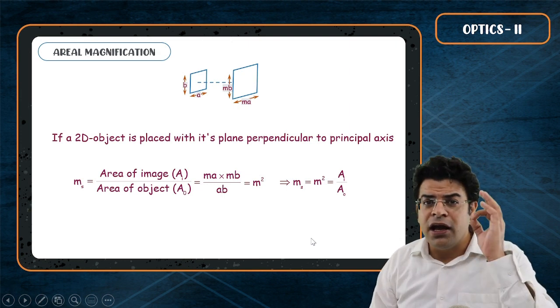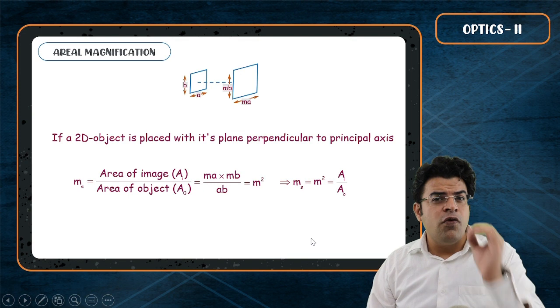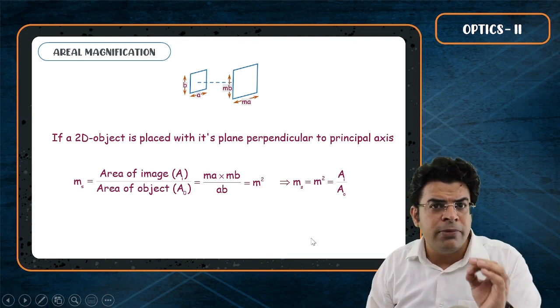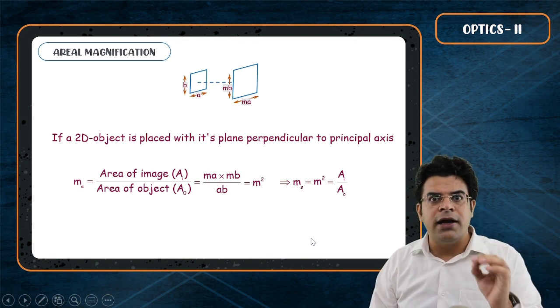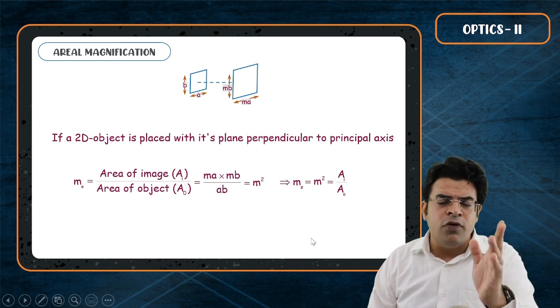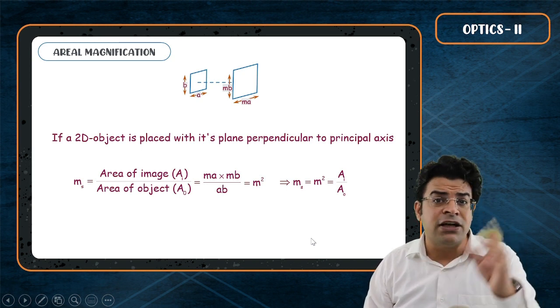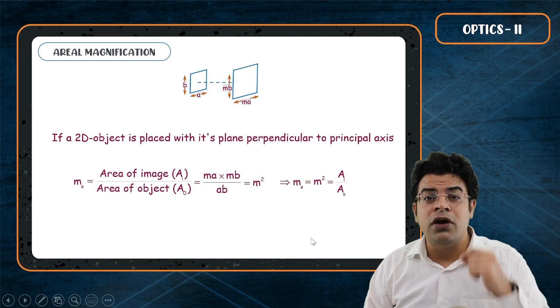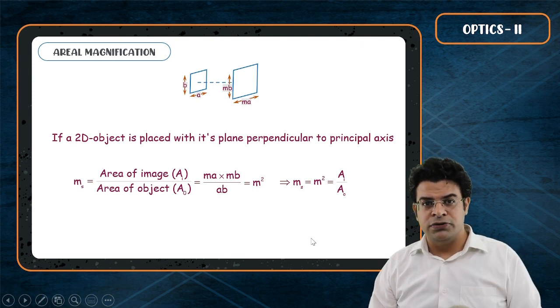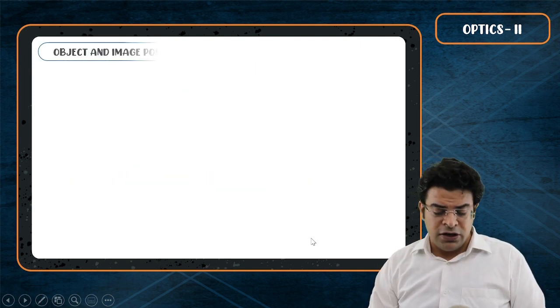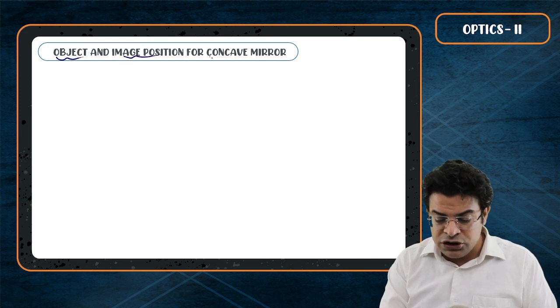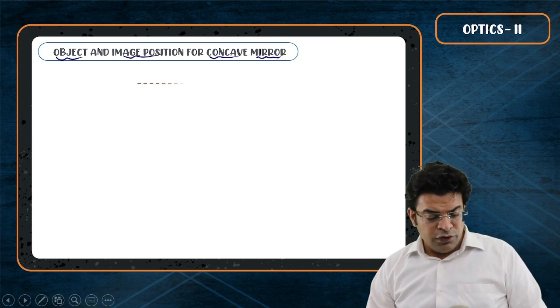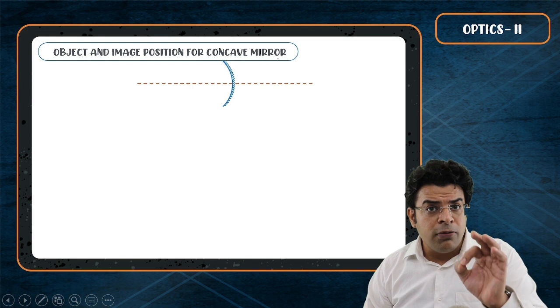Believe me, in an objective paper where you have got 4 options, you will be able to eliminate 2 options just by looking at the answer, that okay, image can't be found here, image can't be found there, so this and this can't be the answer. So it makes you a lot faster in the optics questions. So without wasting time, let's start learning object and image position for concave mirror. So first we will talk about concave mirror, then I will talk about convex mirror.